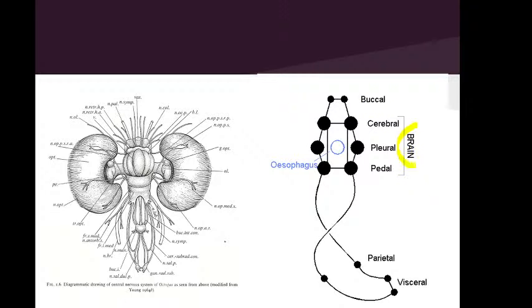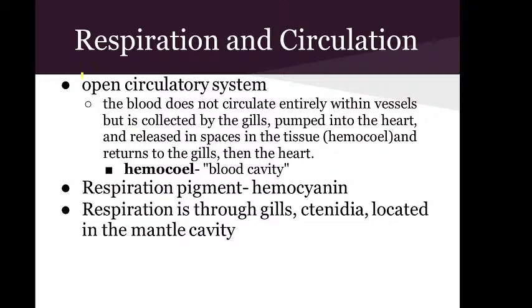We have the presence of a brain, and then the presence of a nerve cord. And then the circulation: they have the open type circulatory system. What do you mean by open type? That the blood does not circulate entirely within vessels, but is collected by the gills, pumped into the heart, and released into spaces in the tissue, and returned to the gills and the heart.